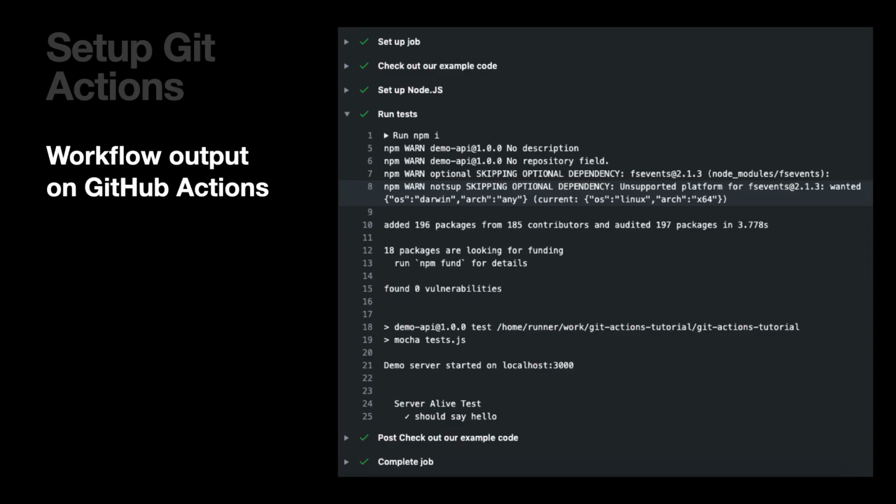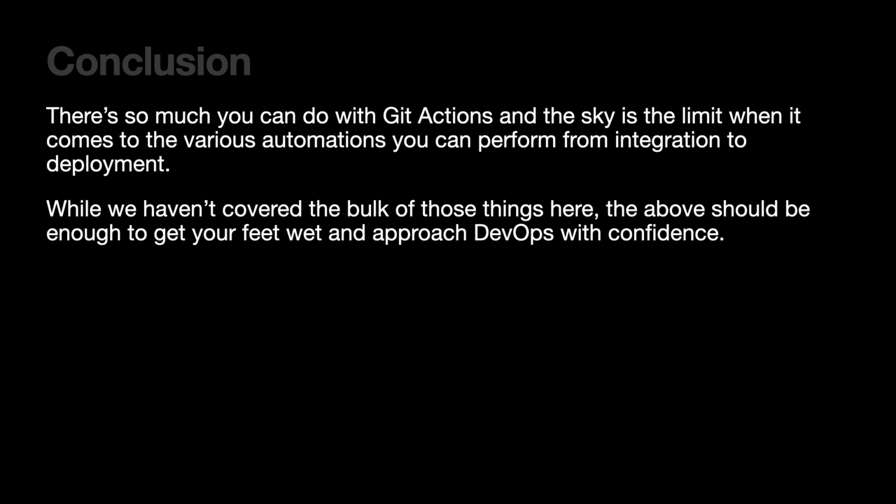Once we make that push, your workflow is going to be triggered, and this is what the output is going to look like. So we can see that our tests have been executed and they are all passing, so the job has been completed. This has been GitHub Actions, and there is so much you can do with GitHub Actions, from integration to deployment.